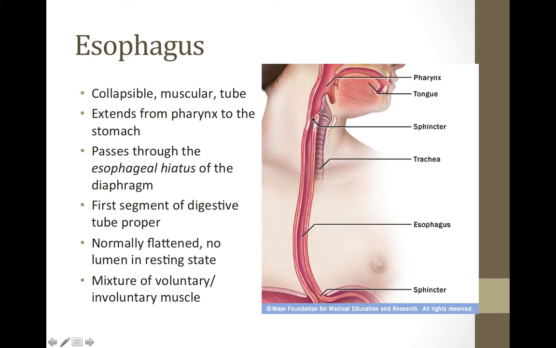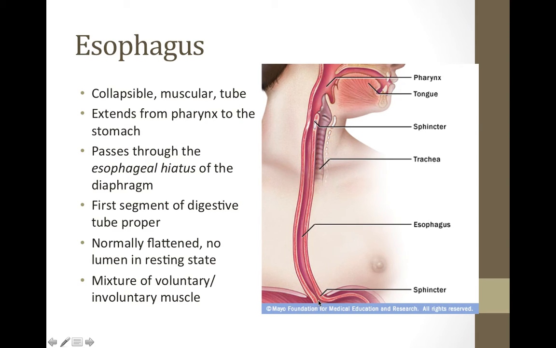Let's talk about your esophagus. The esophagus is a muscular tube that participates in segmentation and peristalsis, which we'll discuss later. Interesting thing about the esophagus is usually it's closed, so it's kind of a potential tube. It's flat, each side touching the other, and it's only open as you swallow a bolus, and then that travels down the length of the esophagus.